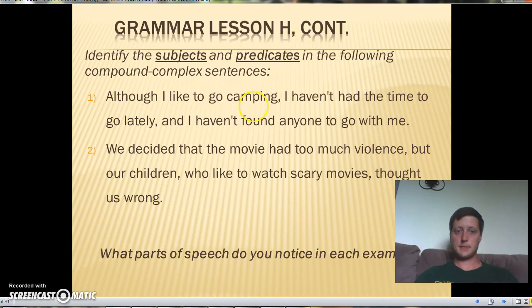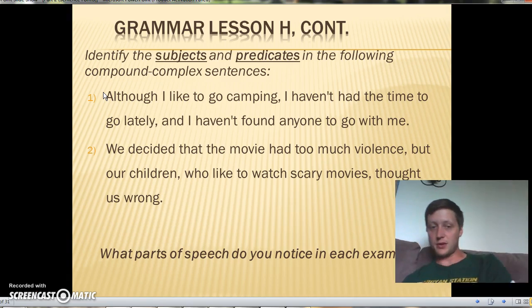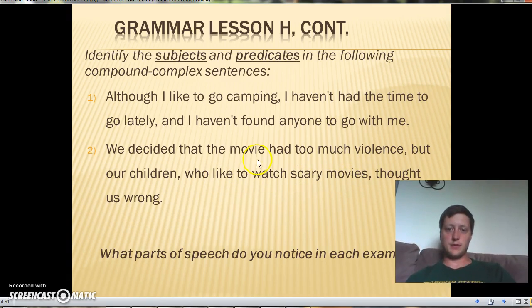Okay. Number 2: we decided that the movie had too much violence, but our children, who like to watch scary movies, thought us wrong. This one's a little bit different because not only is it out of order compared to our examples thus far, but we also have not a subordinating conjunction but a relative pronoun, who. So, "who like to watch scary movies" is our dependent clause in this sentence, with "who" being our relative pronoun.